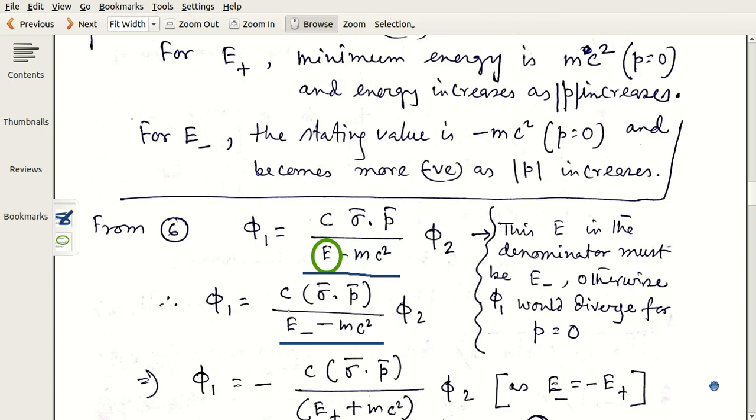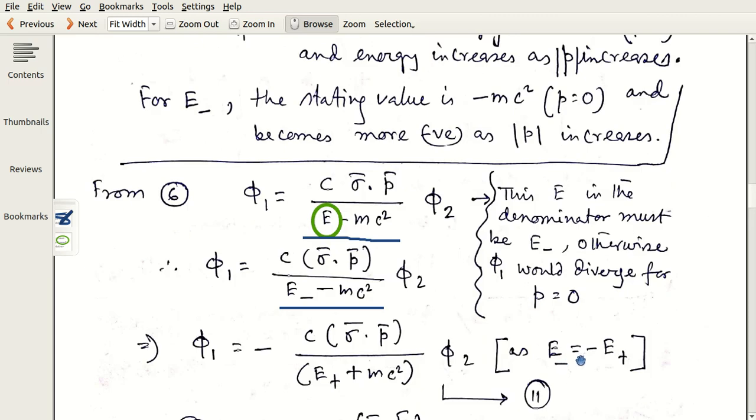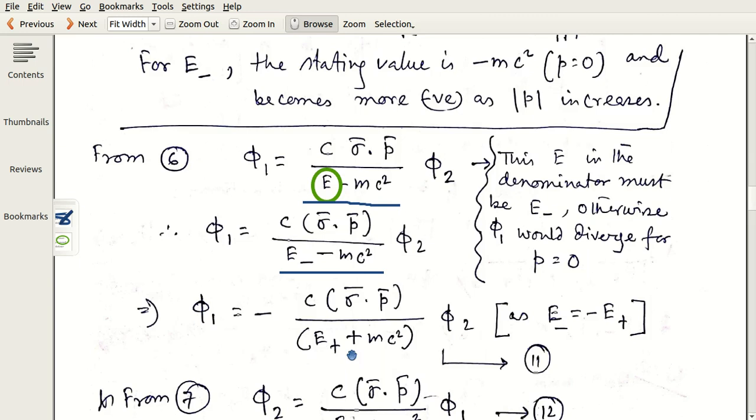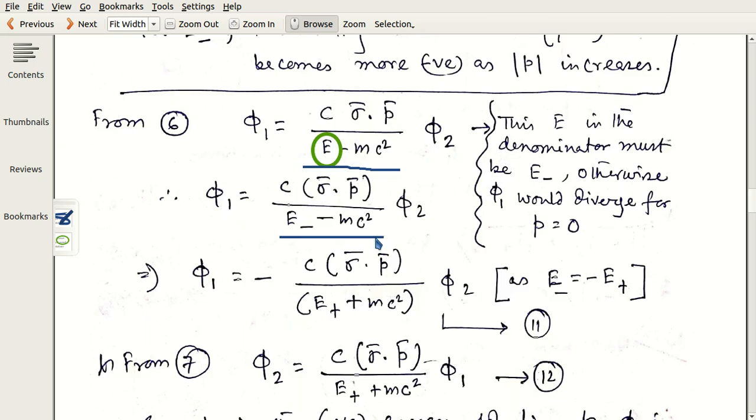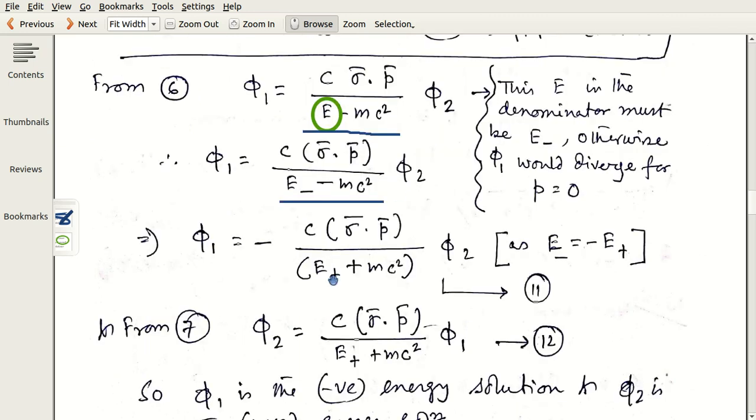Now, as E minus is actually negative of E plus, we use the form of E plus everywhere. So phi 1 is negative, this minus comes out, and in the denominator it becomes positive. So phi 1 becomes this one, and in a similar fashion for phi 2 you must use the energy expression as E plus.